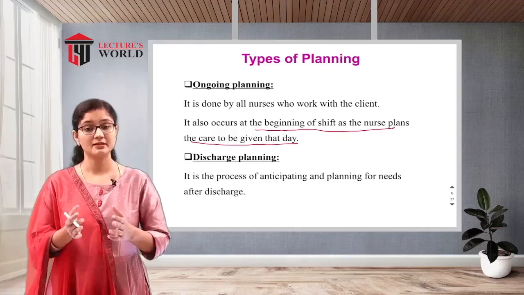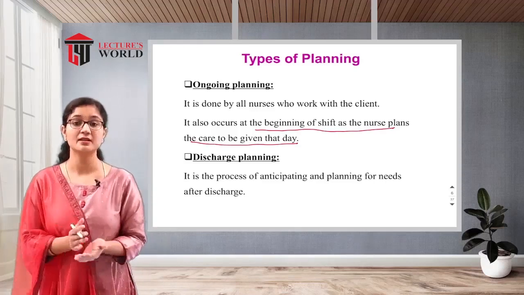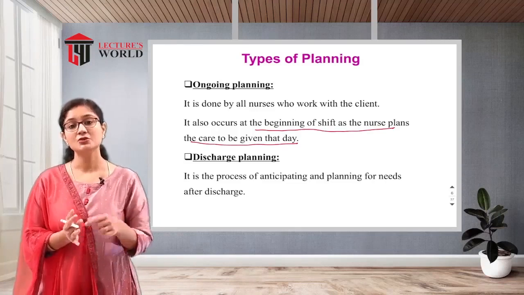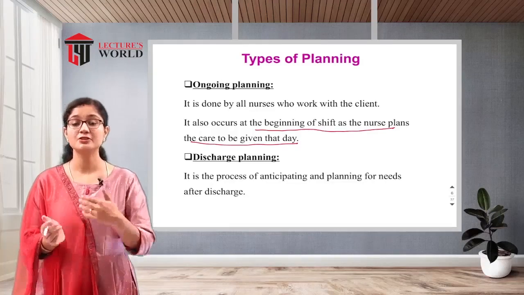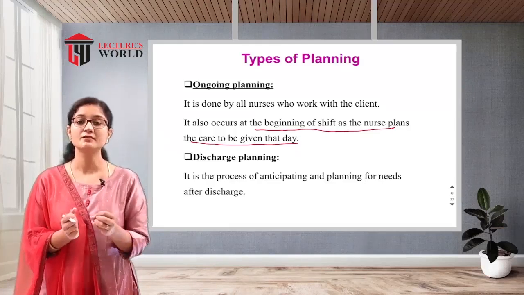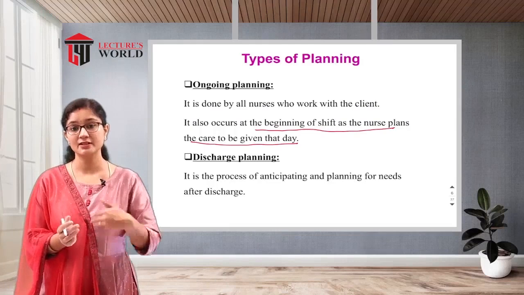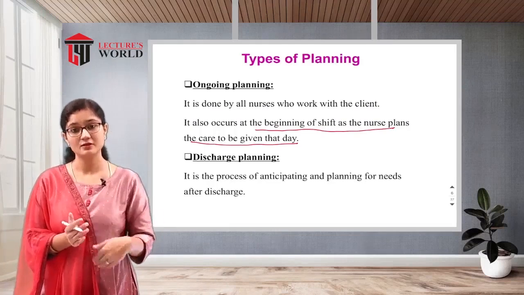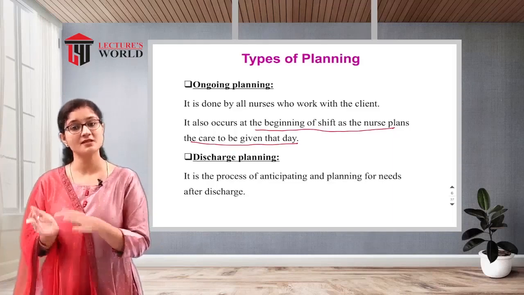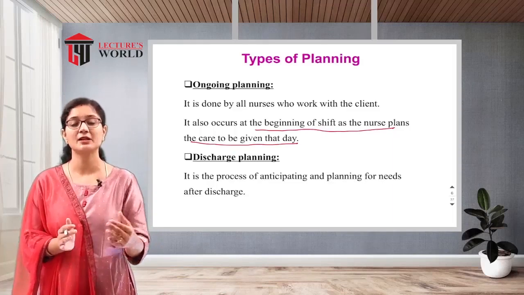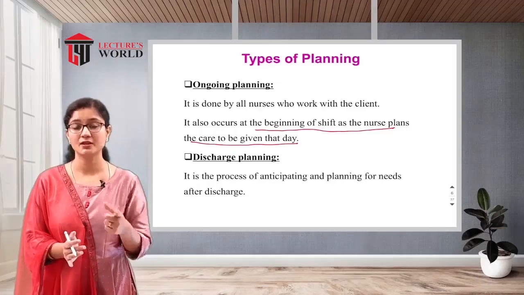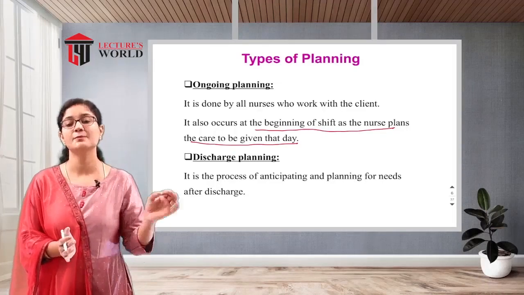For example, as you start working as a staff nurse after completion of your graduation, you will be working in different shifts, that is morning, night, evening shift. So very important is that whenever we take over from other staff nurses, you will understand that these are the problems of the patient and you just start caring. That is called ongoing planning. Once you know that this is a case or this is a problem, then you plan it out: I want to give all this care to my patient.